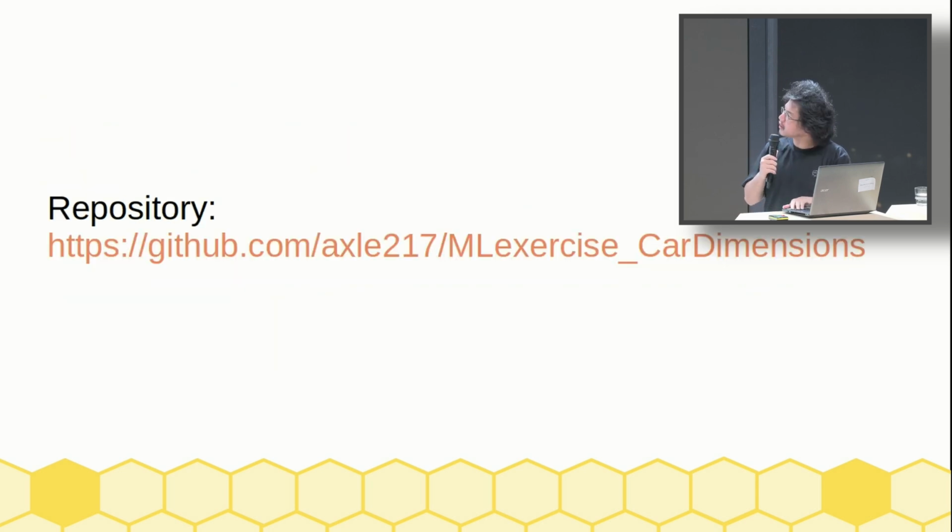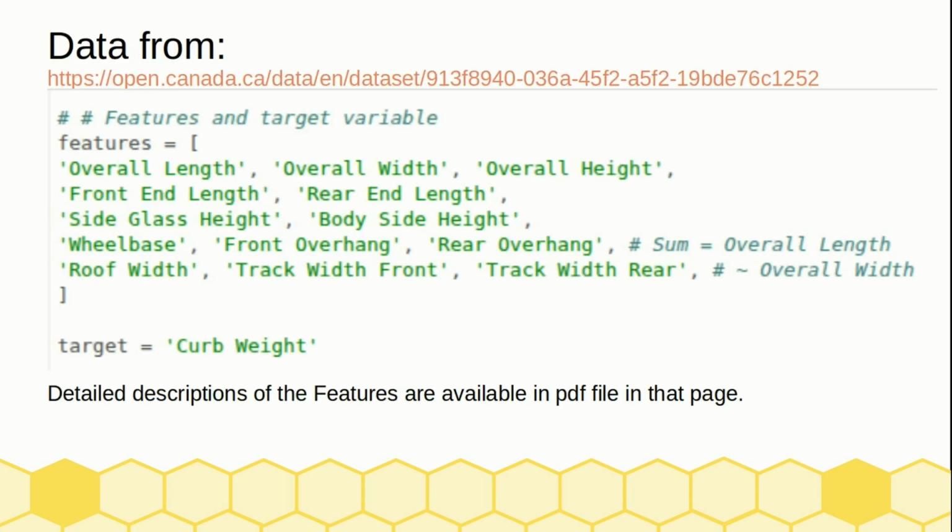And this is the repository. You can get the code here. The data was taken from this website, opencanada.ca, and these are the features. We have overall length, overall width, overall height, front end length, et cetera. And the target is the curb weight in this data.